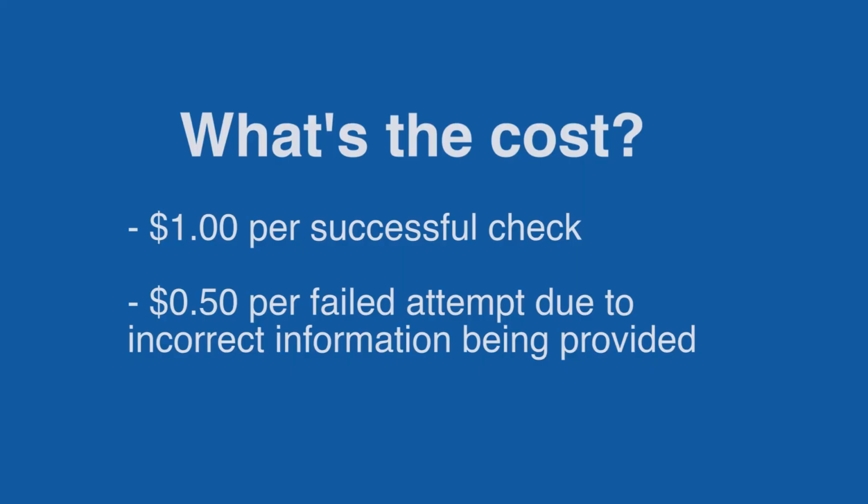Now, let's get to the price. There's a cost of $1 per successful eligibility check and 50 cents for any failed attempt due to incorrect info being provided. There is no minimum, you are only billed for what you use. And for a limited time only, your first 20 eligibility checks are on us. So try it out and let us know what you think of the new OneBody integration.